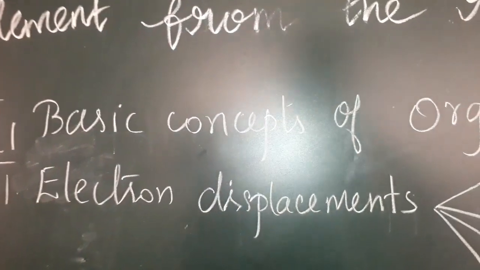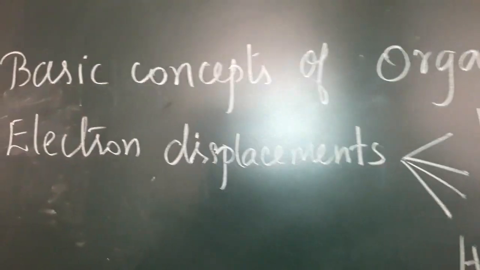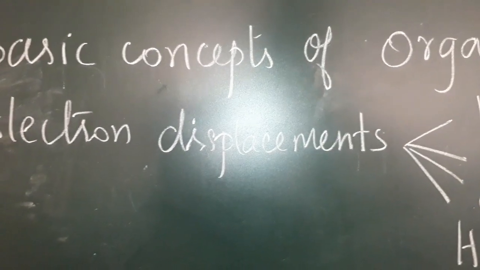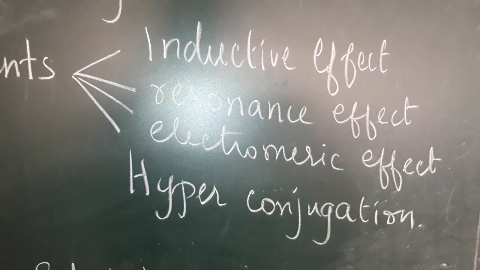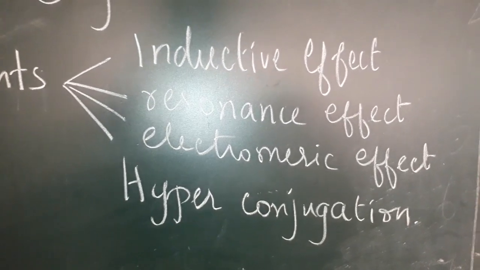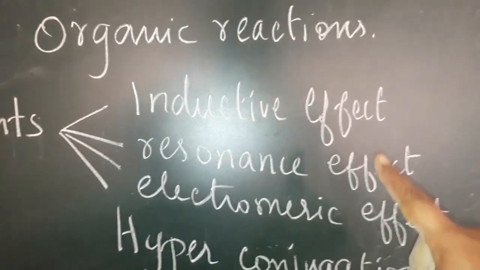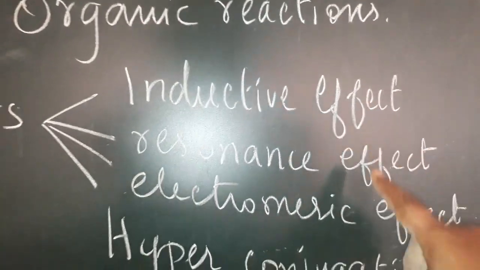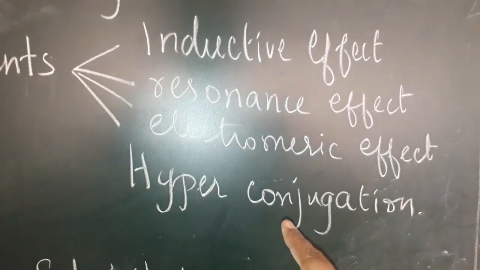Namaskaram students. In basic concept of organic reactions, today we are going to see the electron displacement types. There are four types: inductive effect, resonance effect, electromeric effect, hyperconjugation effect. Of these, we have already learned the inductive effect. The rest of the effects, resonance effect, electromeric effect and hyperconjugation, we are going to see today in more detail.